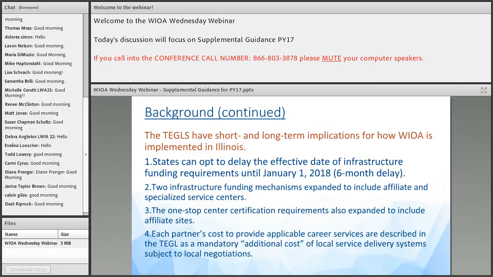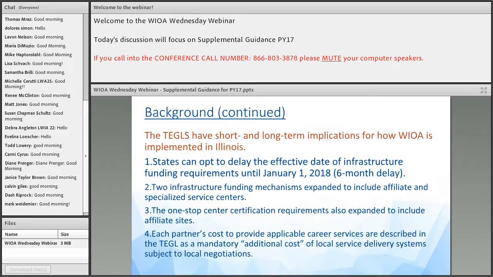And then on the other hand, you have local service delivery system costs, which are less defined in the law, and they're more wide open, and they are subject to local negotiations about what constitutes a local system cost that will be shared. Now the TEGL comes out and says career services are mandatory for this local system cost that must be shared and reflected in the MOU budget.